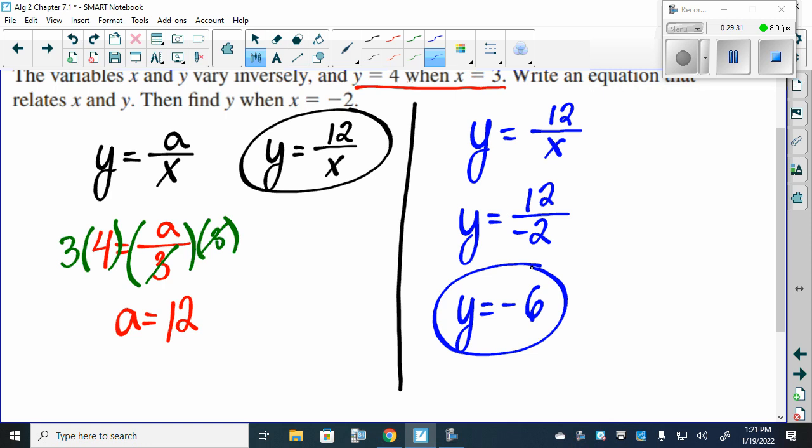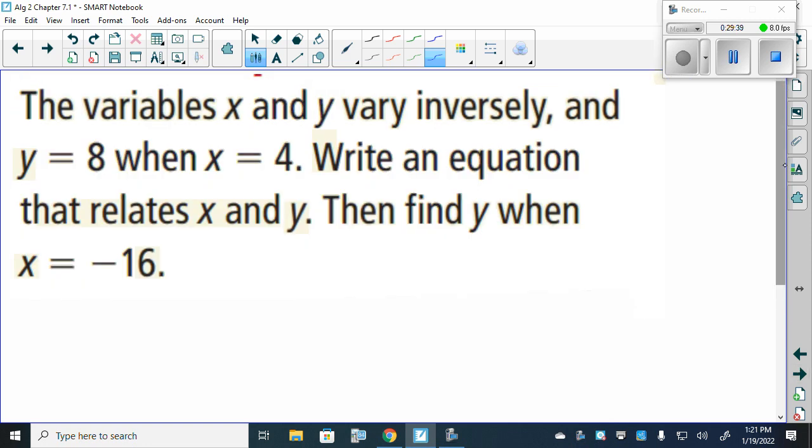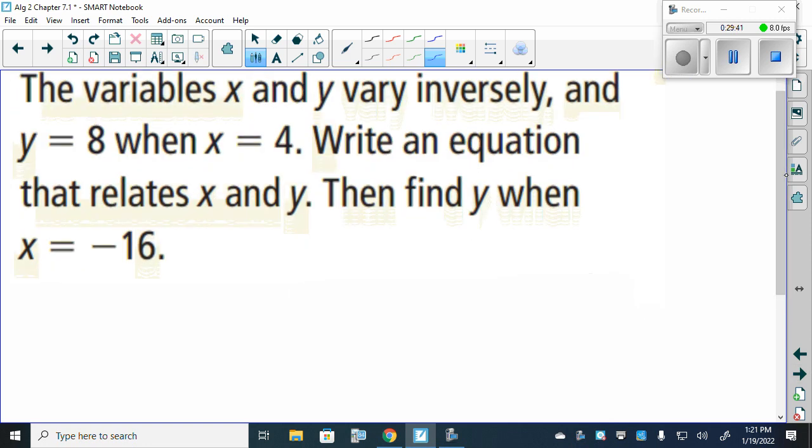Any questions on this here? All right, guys, let's look at one more. Let's focus up here. The variables x and y vary inversely, and y is equal to 8 when x is equal to 4. Write an equation that relates x and y, then find the value of y when x is equal to negative 16.